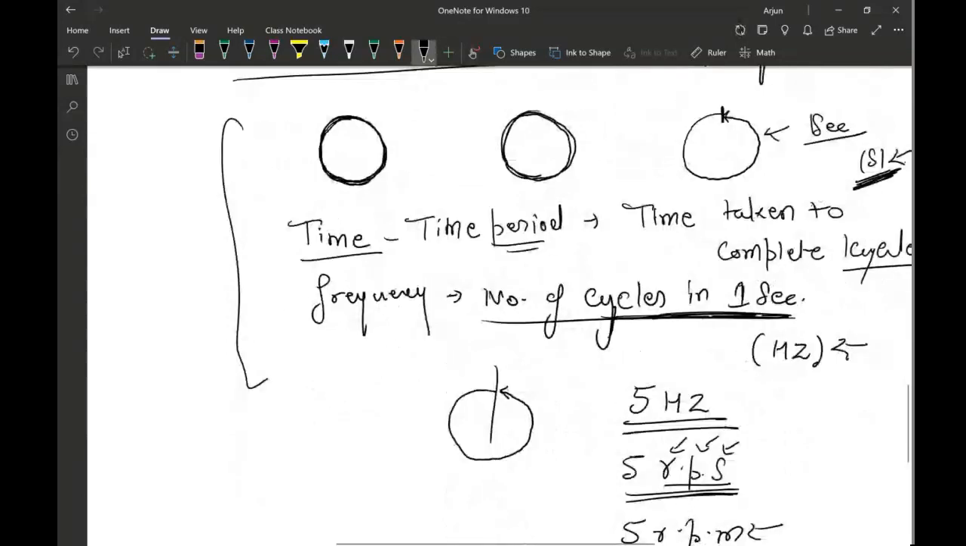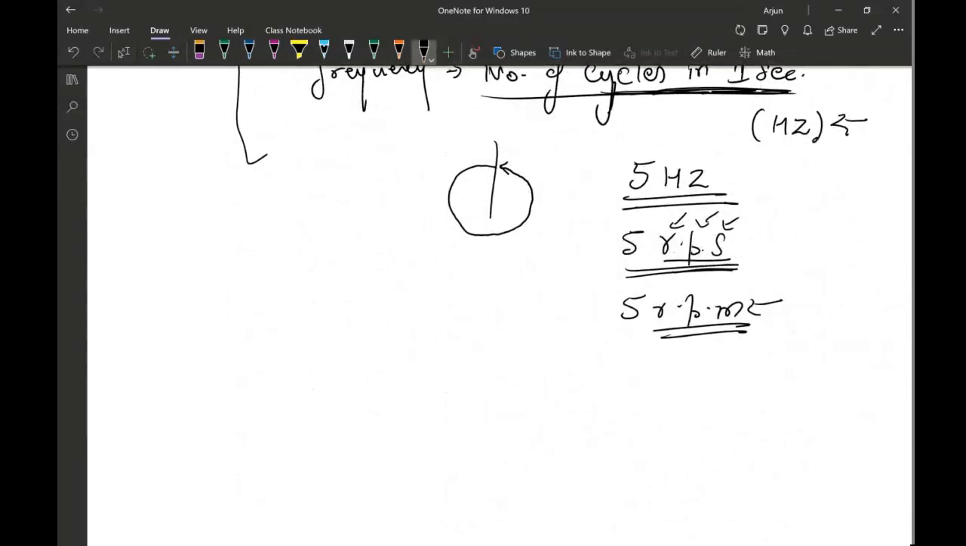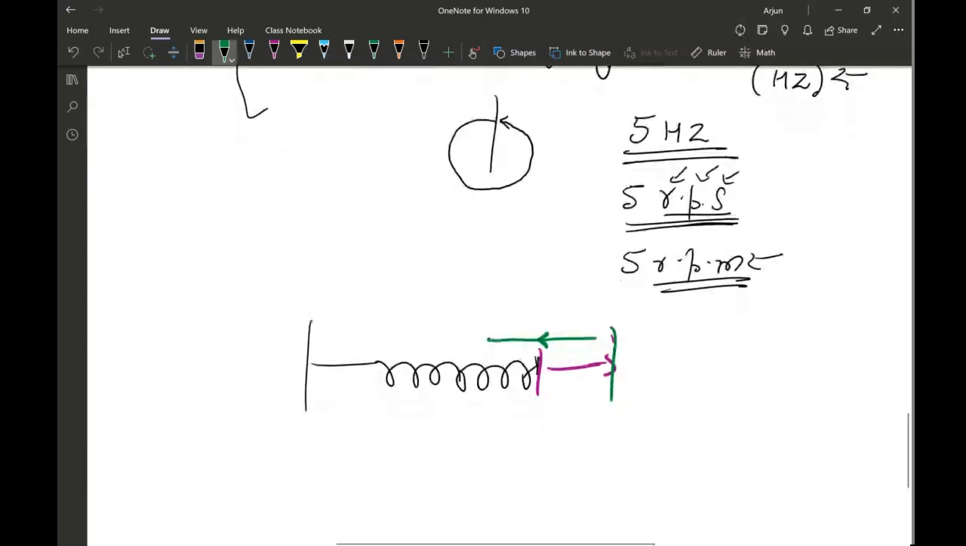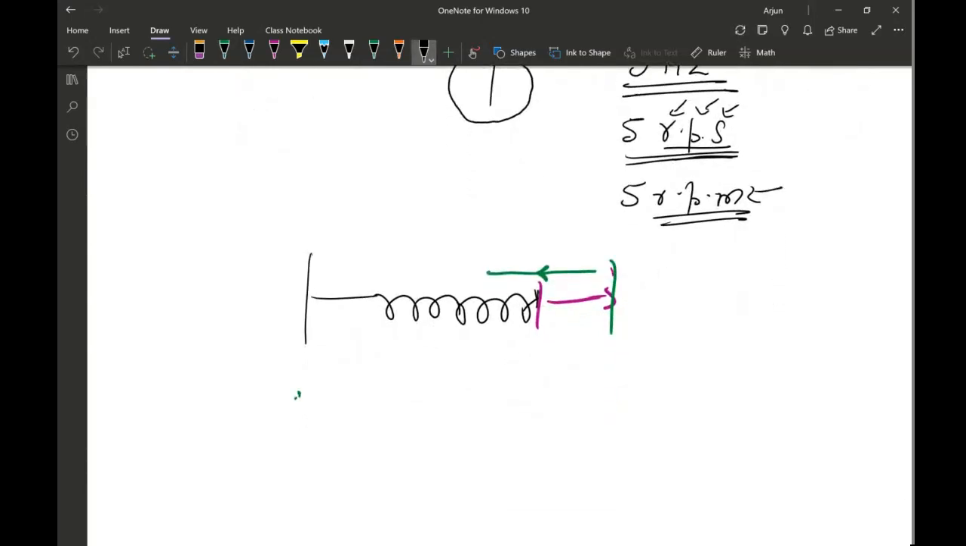Another type of oscillatory motion can be a to and fro motion. For example, if I talk about a spring, this is a spring which is in its natural state. Once you push the spring in the forward direction and stretch it, the natural tendency of the spring is to move back to its original position. Let's say there is a mass connected to this spring. So I'm going to redraw a spring. This is a spring and there is a mass attached to it.